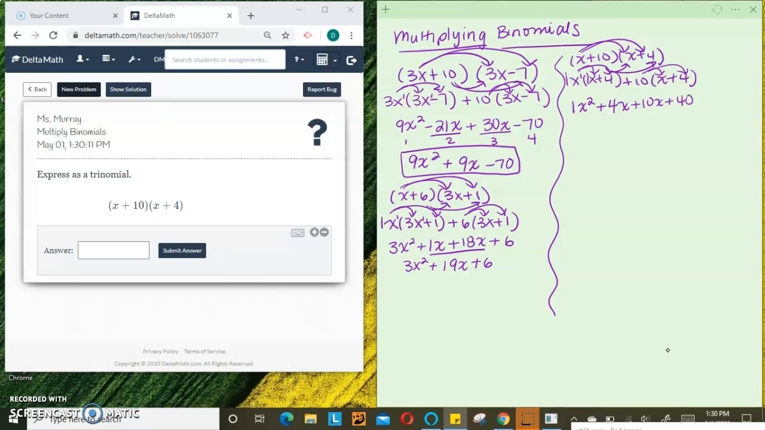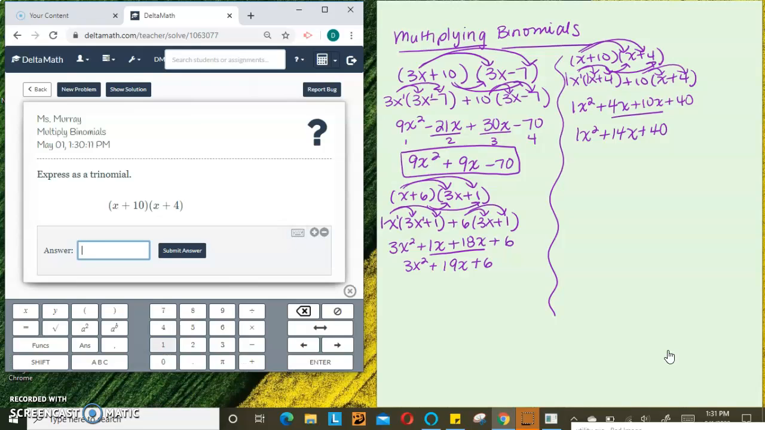If you learned how to FOIL in a previous math class, it's exactly the same thing. First, outside, inside, last. All right, again, your middle terms combine. So I'm going to have 1x squared, or you can just write x squared plus 14x plus 40. So you can choose to write the 1 or not. I'll do it this time, but you don't have to. It'll still mark it right.